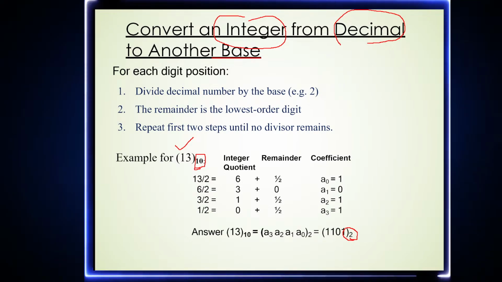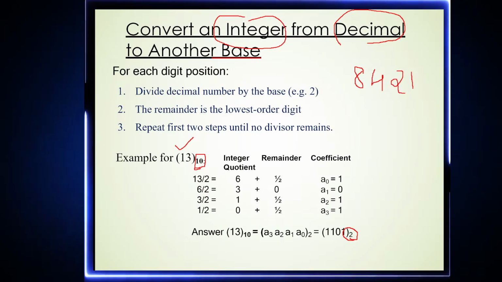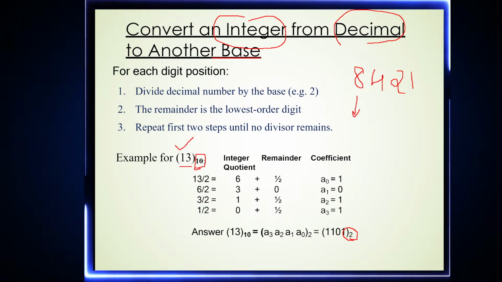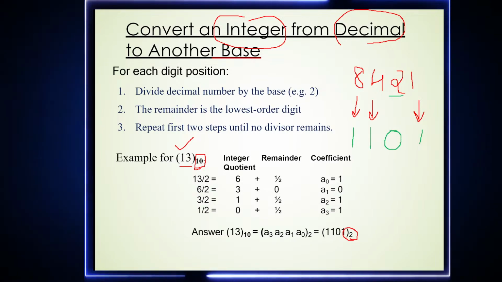Okay, this is a different method using the integer quotient and remainder, but the easy method that I've told you is the 8421 technique that you can use, right? So you have to find the digits which sum up to the given number. In our case, it is 13. So 8 plus 4 plus 1 is 13, right? So what we do is, all those digits which sum up to the number 13, we represent as 1, and the numbers which don't, we represent as 0.